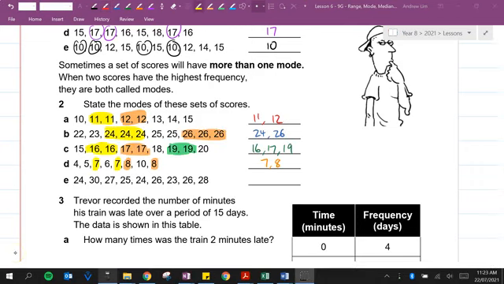Okay, here are my answers for B, C, and D. For B, we've got 24 and 26. C is 16, 17, and 19. D is 7 and 8.